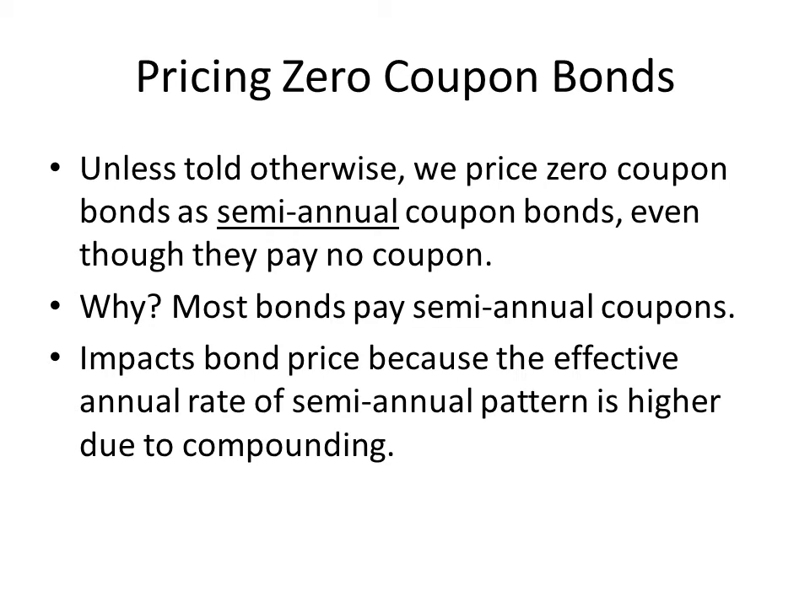Now why would we do such silliness? Well, it turns out that most bonds pay semi-annual coupons, and the people that price bonds professionally are basically trained to price them using semi-annual coupons. So that's always been the way that we did this. Now, does it have any real impact on the price? It does, because the effective annual rate of that semi-annual pattern is higher due to compounding, and so it is going to affect your price.